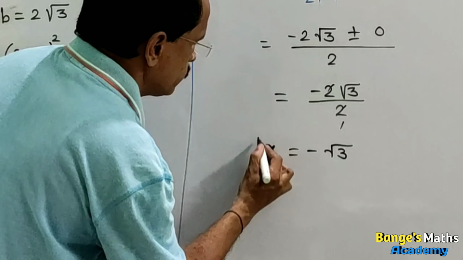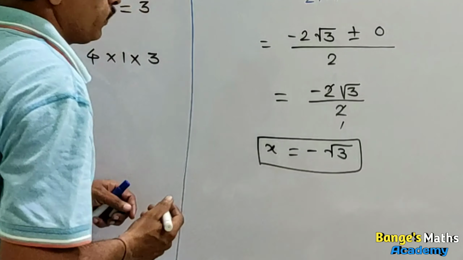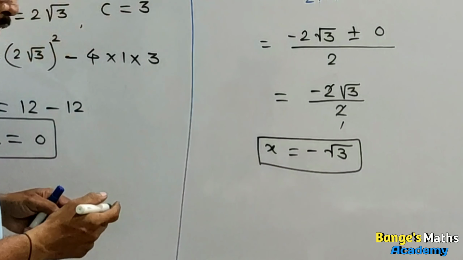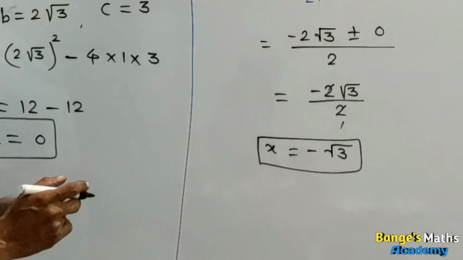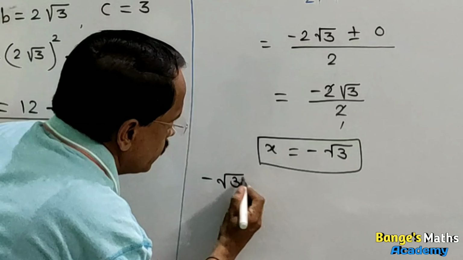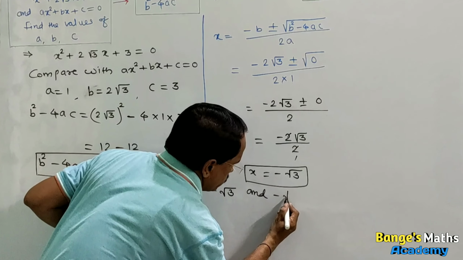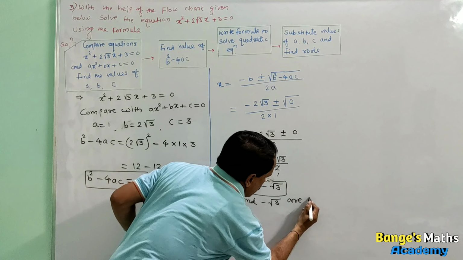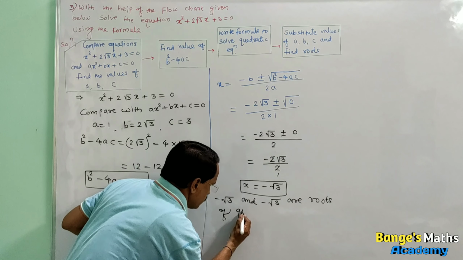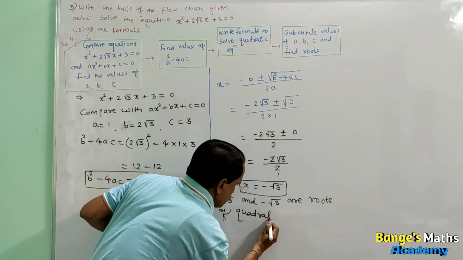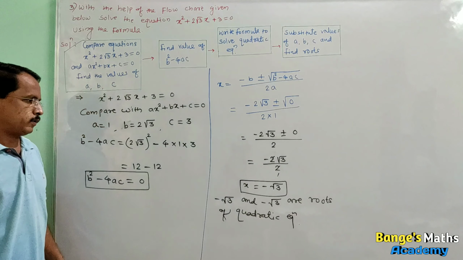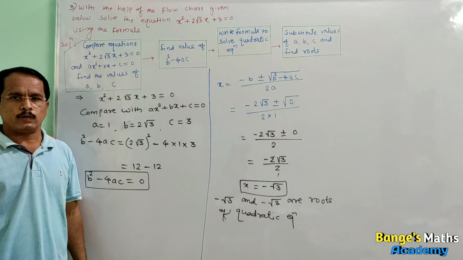Value of x is, so see, the value of b square minus 4ac is 0. Therefore this quadratic equation has real and equal roots. So minus root 3 and minus root 3 are the roots of the quadratic equation. Write down the given example or take a screenshot.